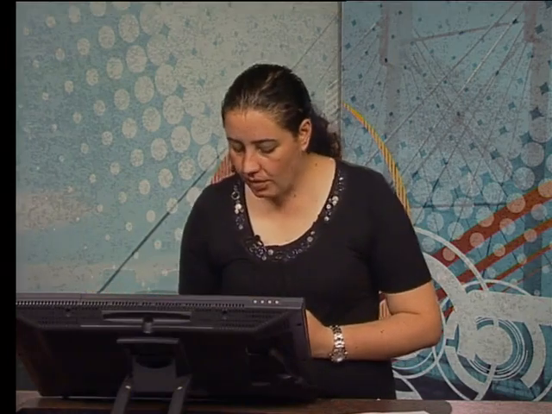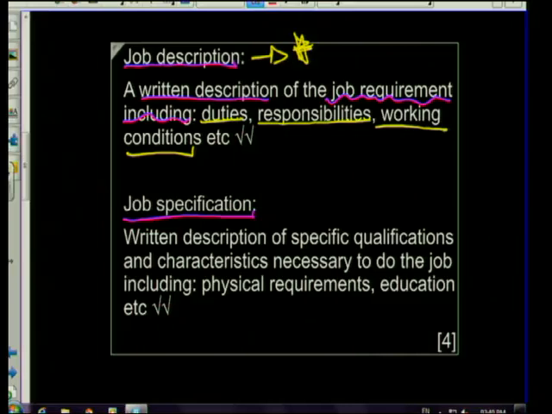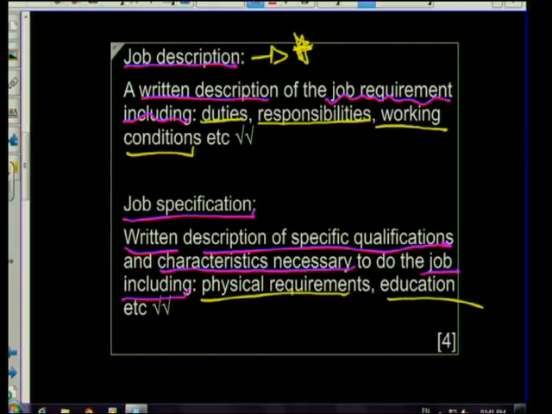On the other side would be job specification. Now job specification is also written, and it's a description of the specific qualifications and characteristics needed to do the job, including your physical requirements, education, etc. So job specification would be, for example, you need a BSc, 4 years prior job experience, and you need to be physically fit because you're working, let's say, on an oil rig in the middle of the ocean. These are just specifications that help businesses sort of filter through the different CVs to know who they need. So obviously, if it's a person without a BSc and they require a BSc, they'll immediately be eliminated from the choices, for example.